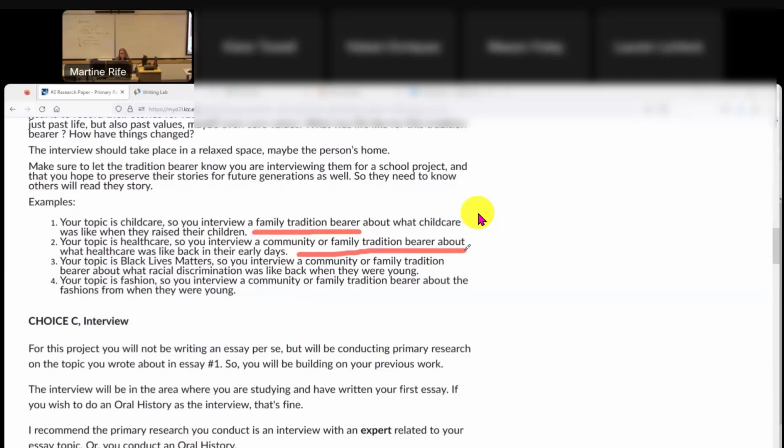Topic is healthcare. You interview a community or family tradition bearer about what healthcare was like back in the early days. Topic is Black Lives Matter. You interview a community or family tradition bearer about what racial discrimination was like back when they were young. Your topic is fashion, so you interview a community or family tradition bearer about fashions from when they were young.